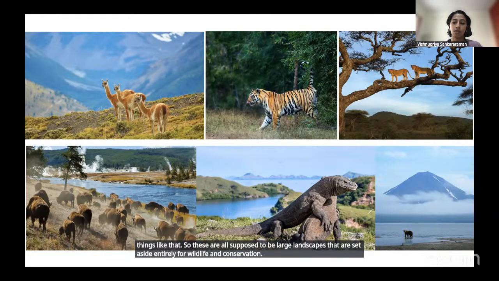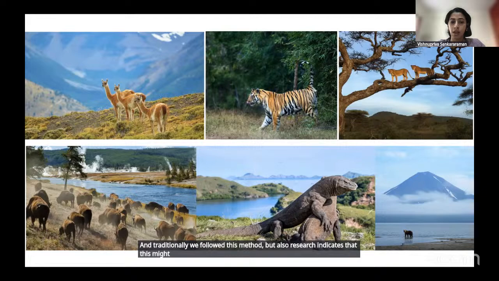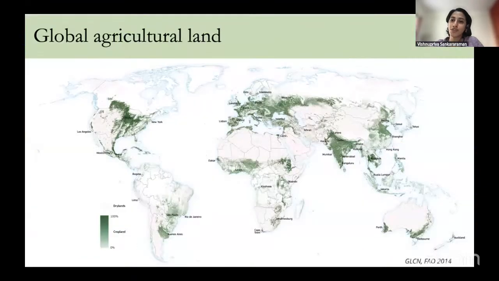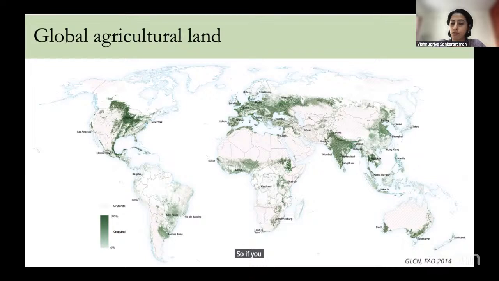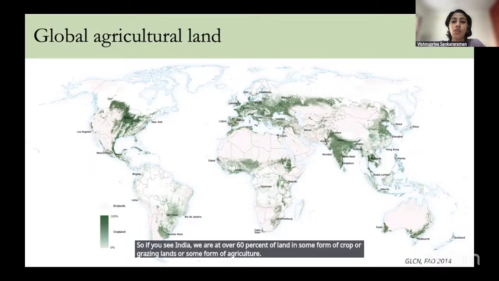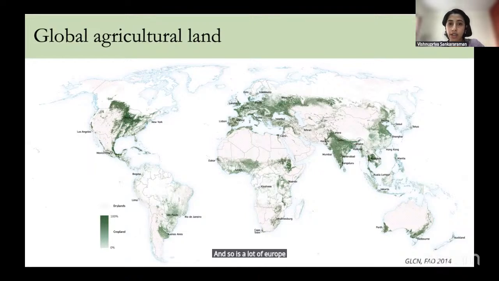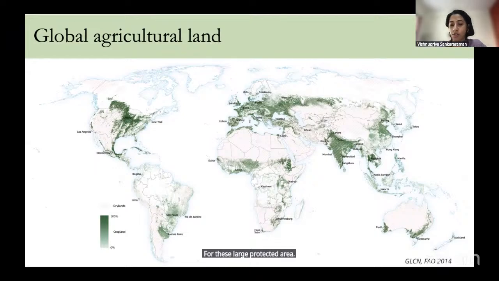And traditionally, we followed this method, but research also indicates that this might be better for conservation. But in much of the world, there isn't that much space to set aside large landscapes for conservation. So if you see India, we are at over 60% of land in some form of crop or grazing lands or some form of agriculture. And so is a lot of Europe, all of Eastern United States, and a large part of the world has no area set aside for these large protected area type of models of conservation.